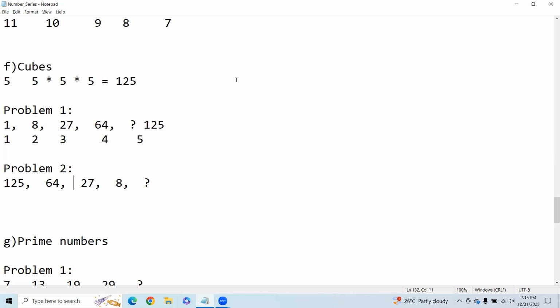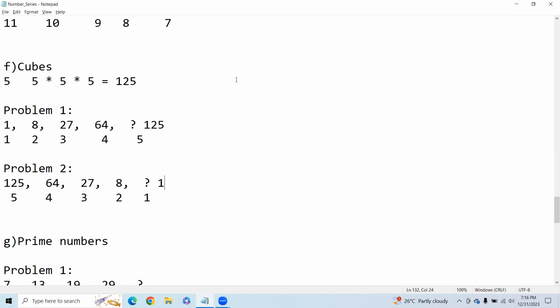Problem 2, 125, 64, 27, 8. So we know that the cube of 5 is 125, cube of 4 is 64. So every time we are reducing the number by 1 and doing the cube. 5 cube is 125, we reduce by 1, 4 cube is 64, 4 minus 1 is 3, 3 cube is 27, 3 minus 1 is 2, 2 cube is 8. Now we have to do 2 minus 1, that is 1, and cube of 1 is 1.